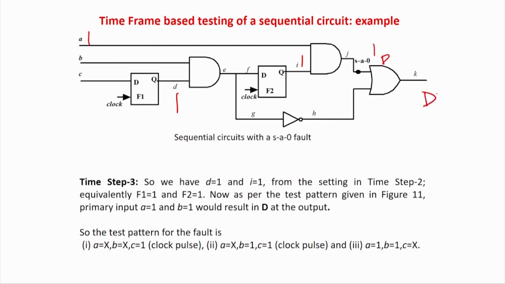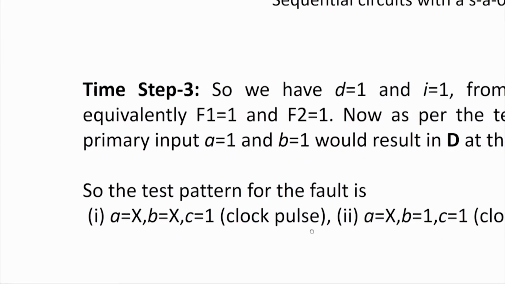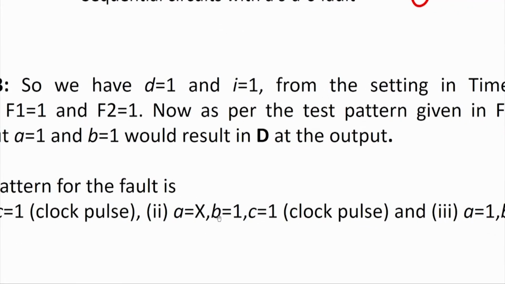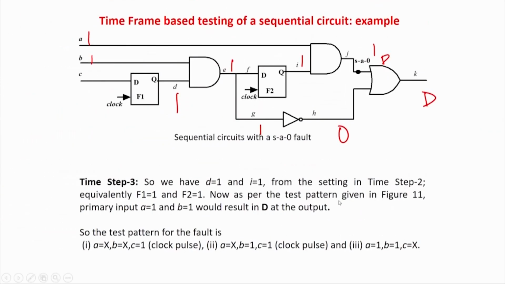Now propagation we already know, D, this is 0, and we already know that is a 1, so it has been done, and B also has to be a 1 because I require D to be 1. Now you look, there are 3 patterns which have to be applied. I am zooming it out, so that this is the final pattern which will test your circuit. The first pattern is AX, BX, C1; the second stage is AX, B1, C1 with a clock pulse; and this is the final one, A1, B1, C I don't require, and your circuit will be tested.